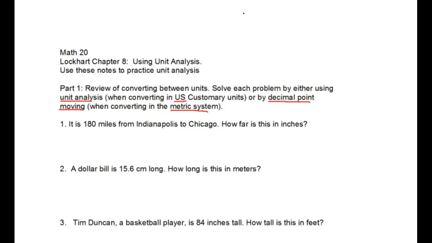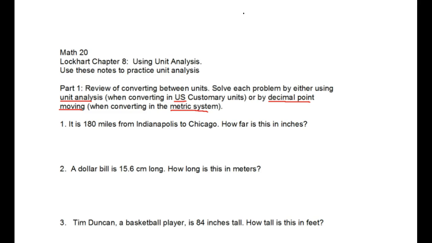Welcome. Today we're going to be practicing three kinds of problems. We're going to convert within the US system, that's one. We're going to convert within the metric system, that's two. And then we're going to convert between the two, okay?